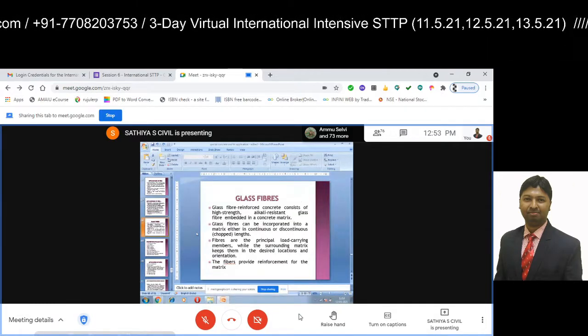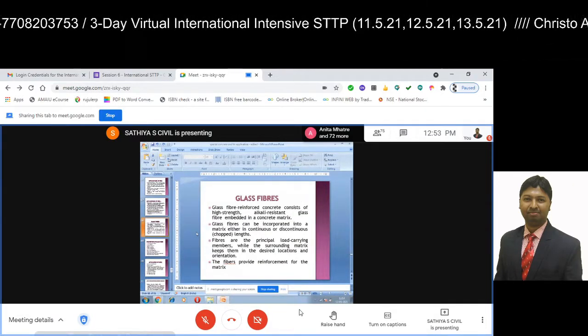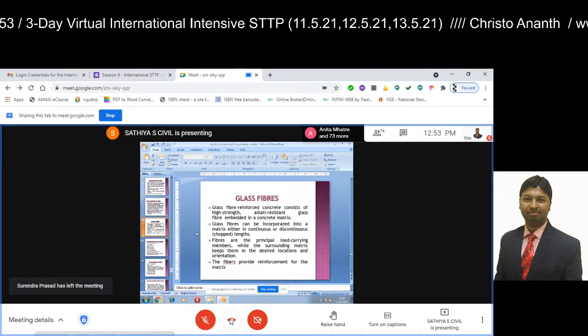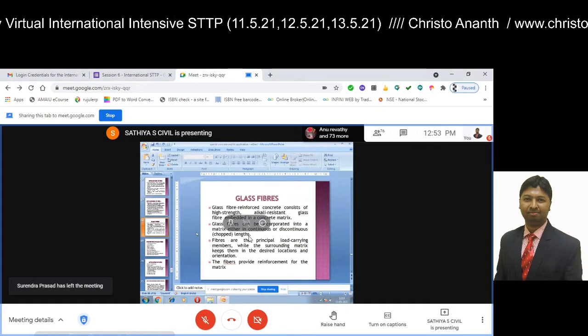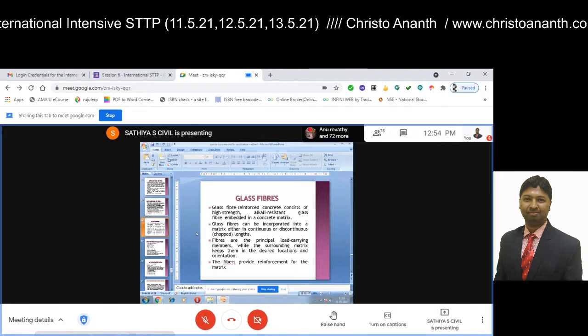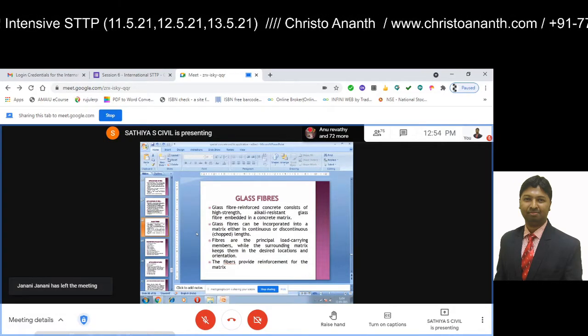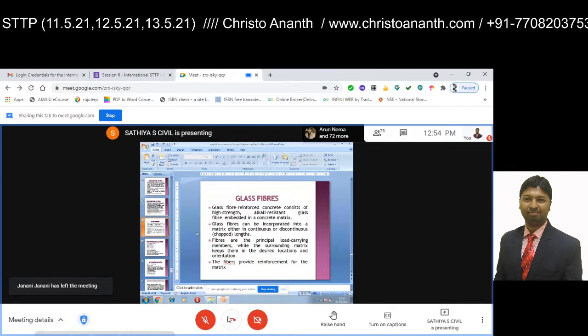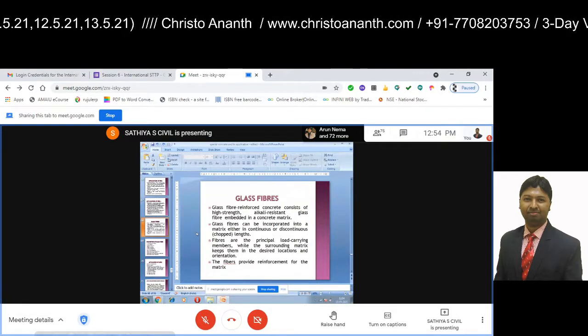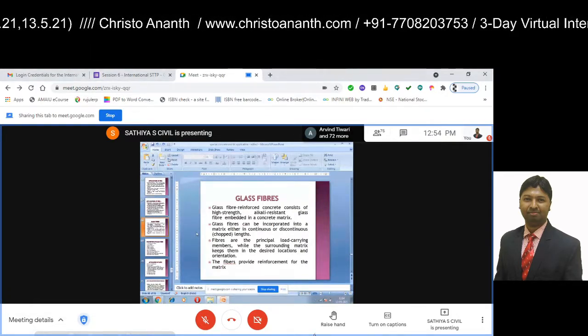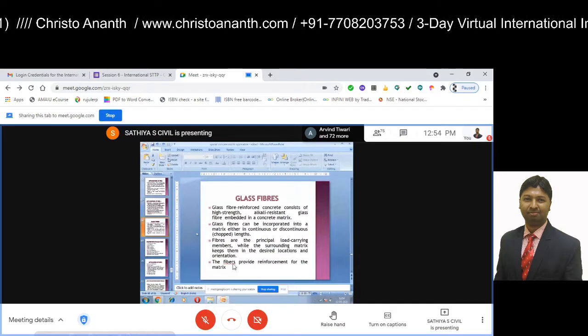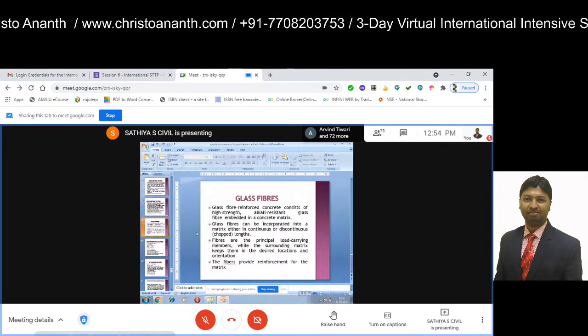Then glass fibers. These consist of high strength, alkali resistant glass fiber embedded in a concrete mix. It can be incorporated into a matrix either in continuous or discontinuous chopped mix. Then the fibers will act as a reinforcement for the concrete matrix. Especially the fibers help to take the tensile strength.